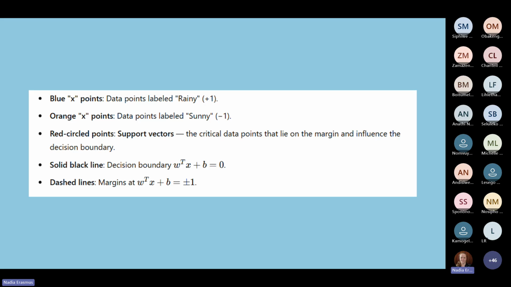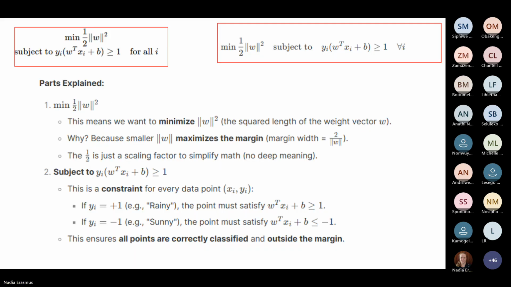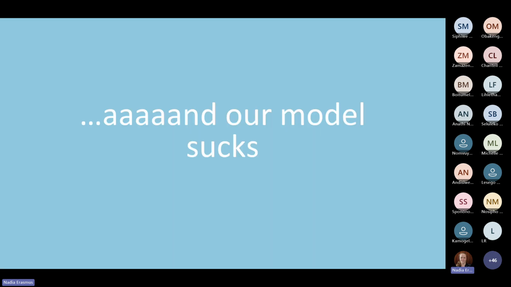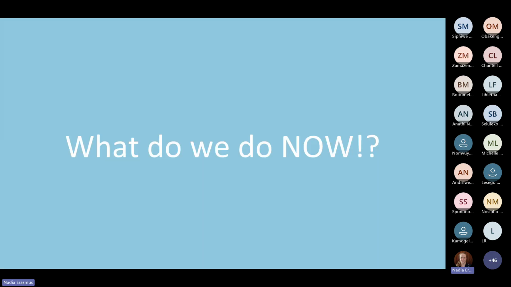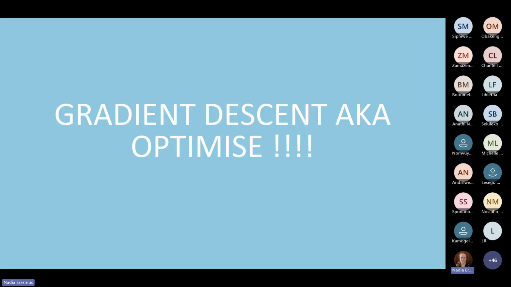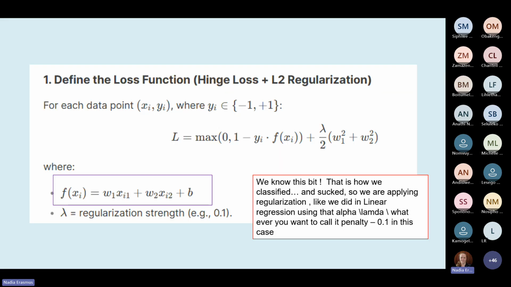Okay, so let's go and see how we can look at it. So here is your calculation again, and our model sucks. Why? Because it cannot even predict if it's rainy or not. And how are we going to fix this? We're going to optimize it. So we're going to use gradient descent to optimize it.